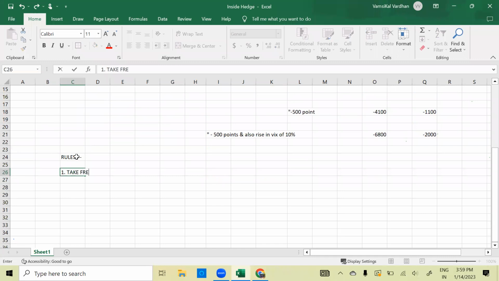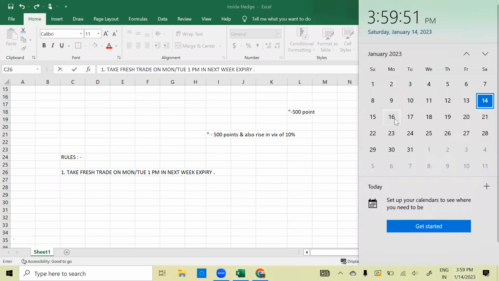Take a fresh trade on Monday or Tuesday at 1 p.m. in next week expiry. Next week expiry means, right now we are at 16 Jan. So we will take the 25th Jan expiry, because we are doing it in next week, not in the present week.